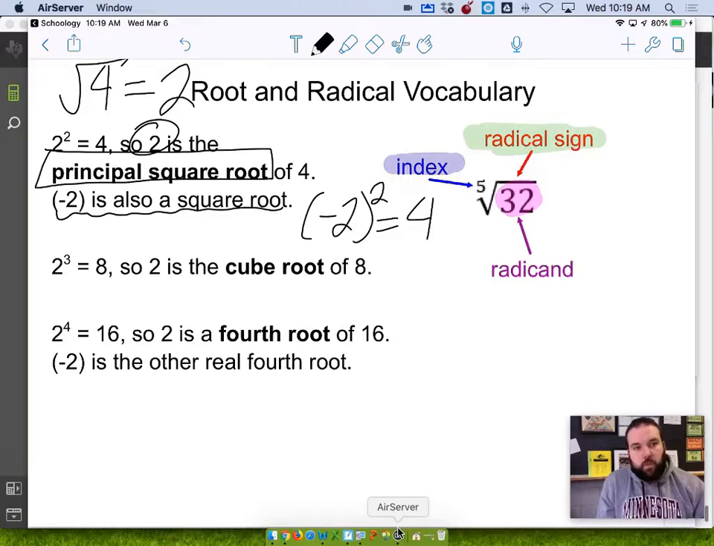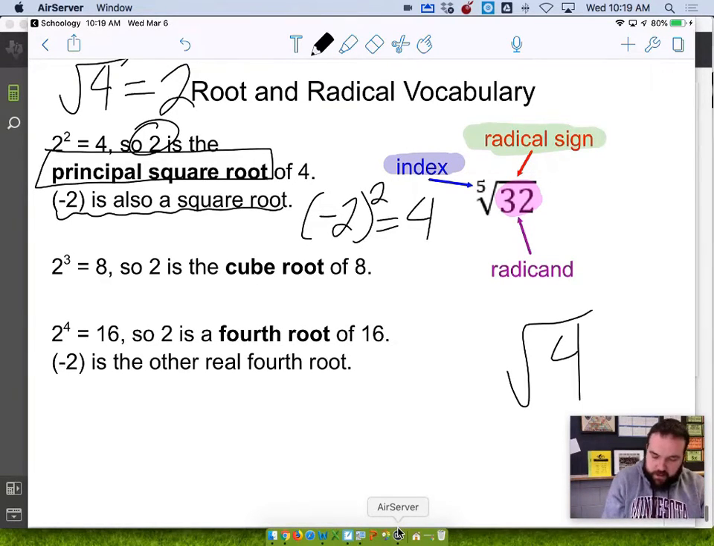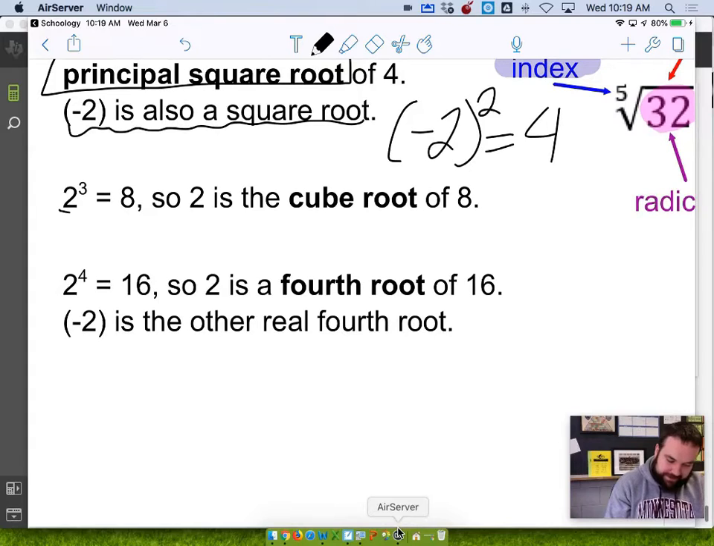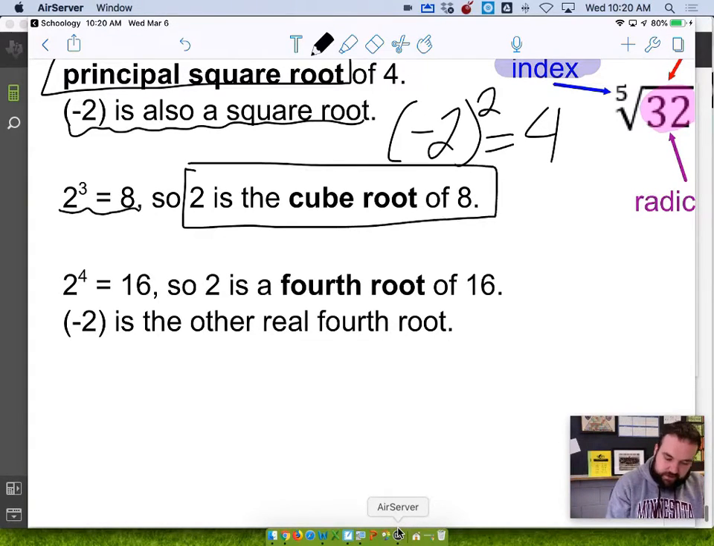But we'll talk about this a little bit more. If you just see this on the paper or on a test and it asks you to simplify that, you are only going to simplify that to positive 2, or the principal square root. And because 2 to the third power is equal to 8, we say 2 is a cube root of 8.